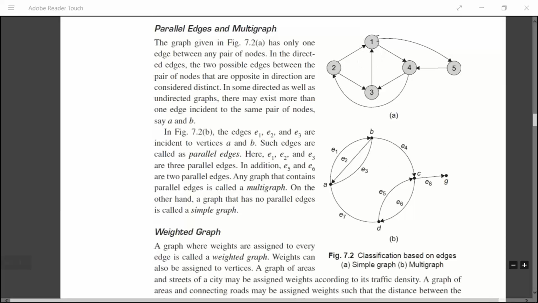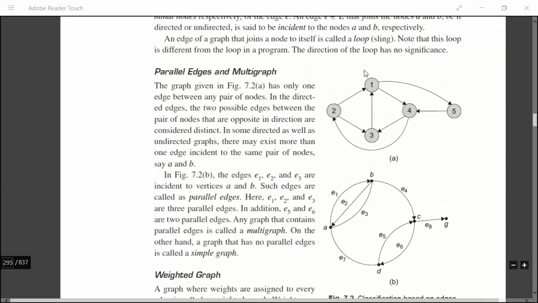For this graph, you have vertices 1, 2, 3, 4, 5. From vertex 1, there are two edges starting: 1 to 4, and 1 to 5. For these two edges, 1 is the starting point. So this is called the out degree of vertex 1. What is the out degree of vertex 1? It is 2, because it is the initial point for two edges, 1 to 4 and 1 to 5. Incidence here means it is coming out, starting from there.